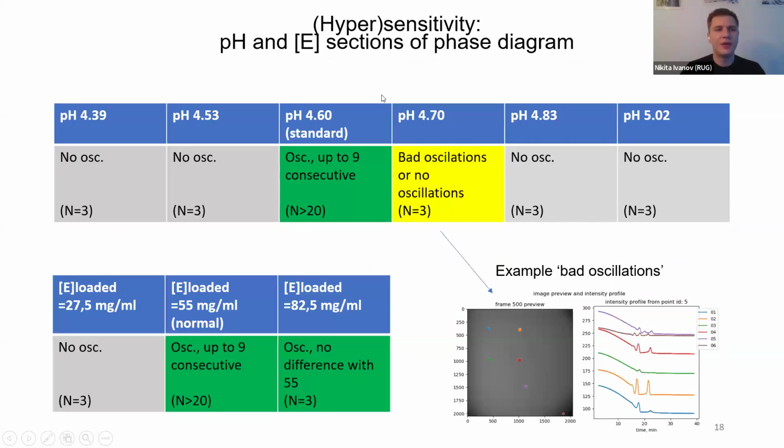Then when we try to vary the other parameters, it appeared that, in fact, even changing the pH by 0.1 unit would, in one direction, completely kill them right away, and in another direction, it will shift them to what we call bad oscillations, when it's a single wave and nothing happens further. However, at this standard pH, they reproduce very well.